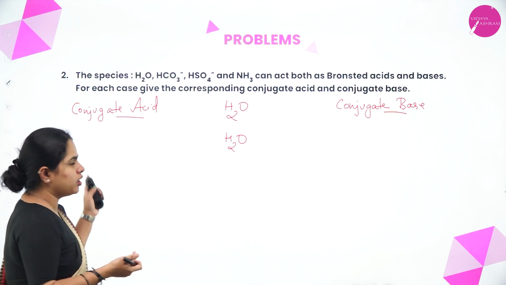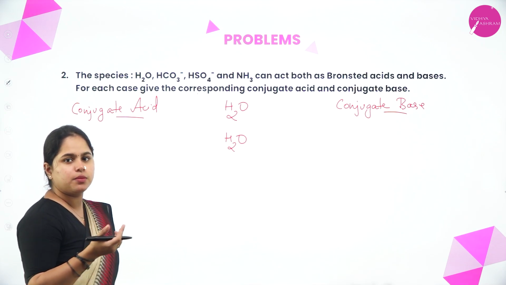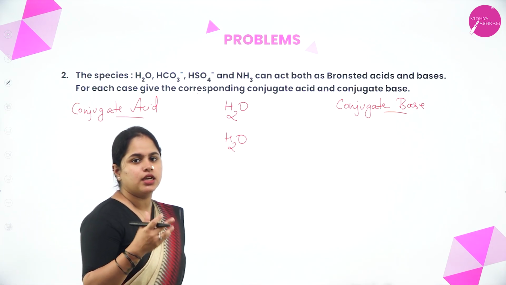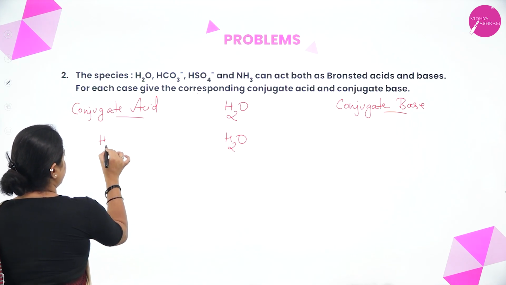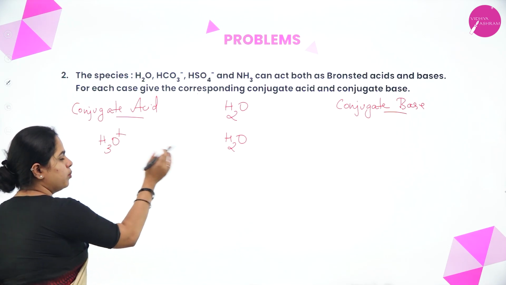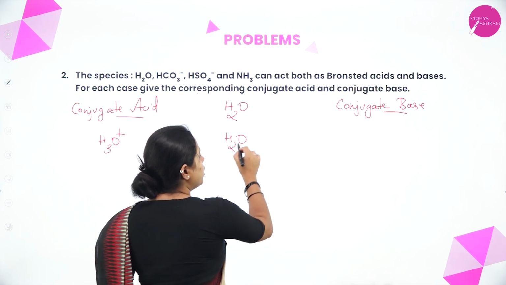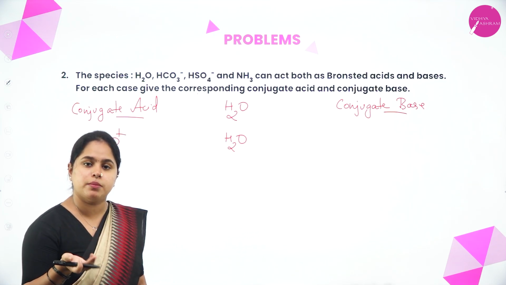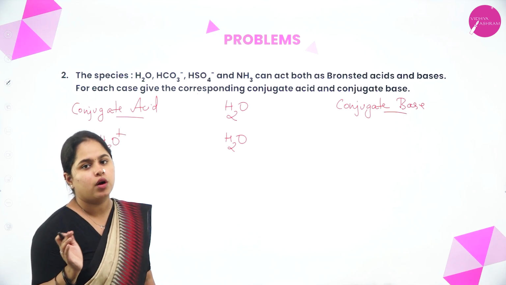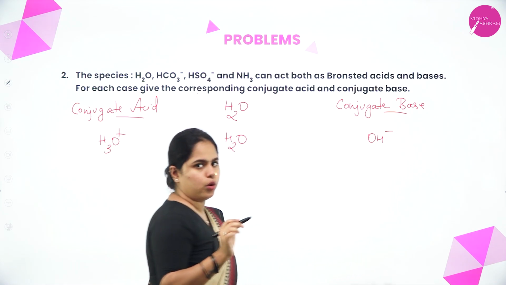To write the conjugate acid for it, this will be considered as a base, right? If it is a base, what is the tendency of the base? To accept one more H plus, right? So H3O plus will be obtained, that is, one more proton will be added. So this will be the conjugate acid. Now to write the conjugate base of it, by the removal of one H plus, you will get OH minus. I hope that is clear.